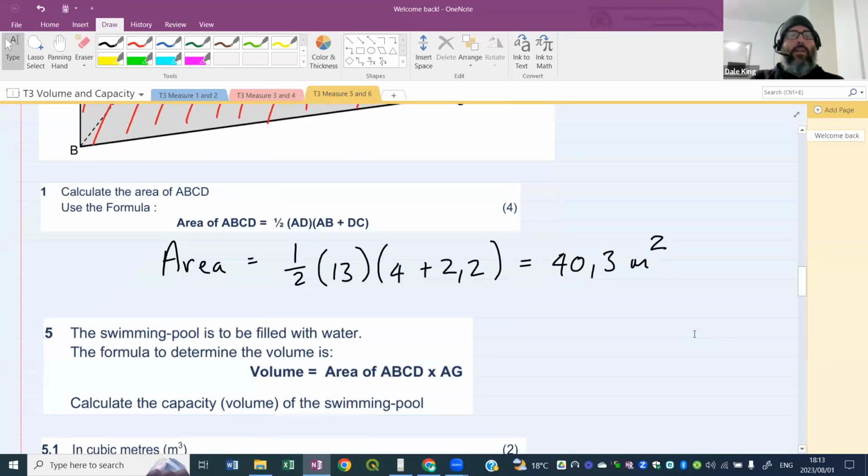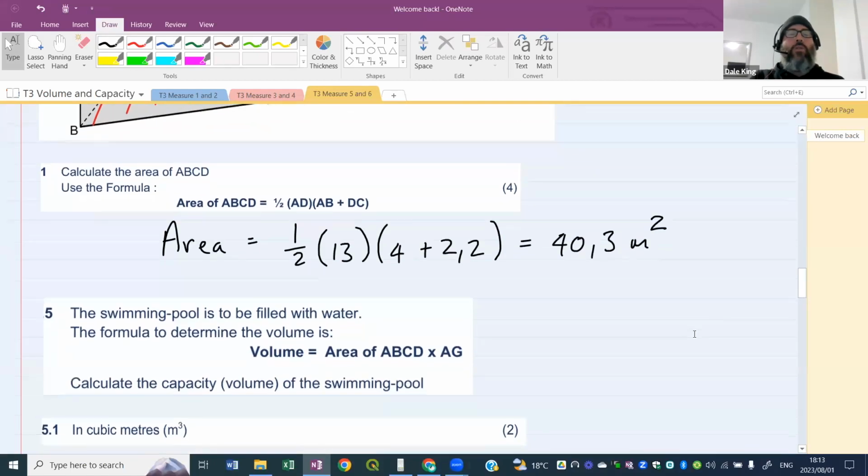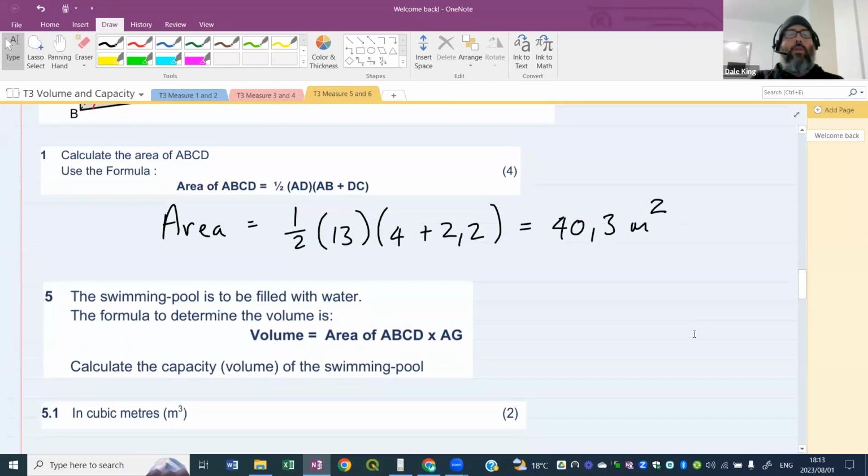Okay, here we go. Here's the next question. The swimming pool is to be filled with water. The formula to determine the volume is. Now, this formula is different to what we've seen before. Okay. We see here that in this formula, we need the area of ABCD. Okay. That comes from this question.